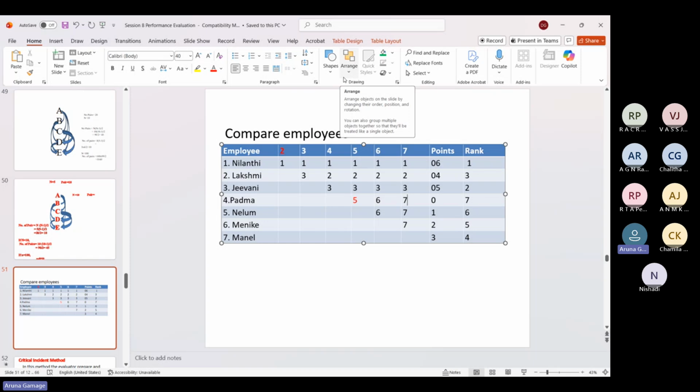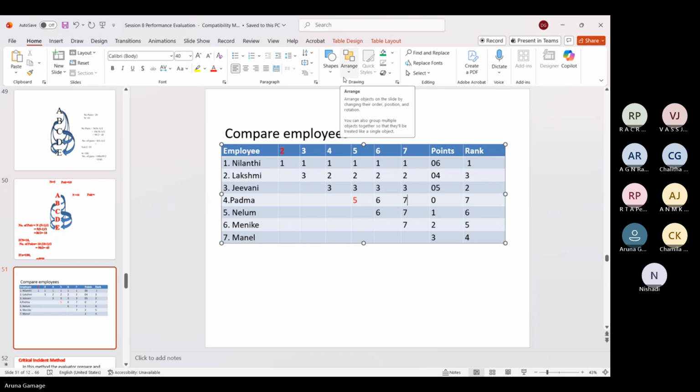That means third. Manel has obtained 3 points, so fourth. Manike has obtained 2 points, fifth. Nelum has obtained only 1 point, sixth. Padma 0, last one. So the best employee is Nilanthi, Jeevani is second best. Lakshmi is the third, Manel is the fourth, Manike is the fifth, Nelum is the sixth, and Padma is the last. Okay? Is that clear?